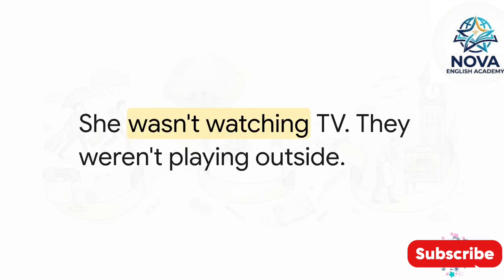But if you want to sound a bit more like a native speaker, pay attention to the flow of these sentences. In everyday spoken English, we almost always combine was and not, or were and not, into contractions. So she was not watching TV smoothly becomes she wasn't watching TV. And they were not playing outside turns into they weren't playing outside. It just speeds up the sentence and gives it a much more natural conversational rhythm.